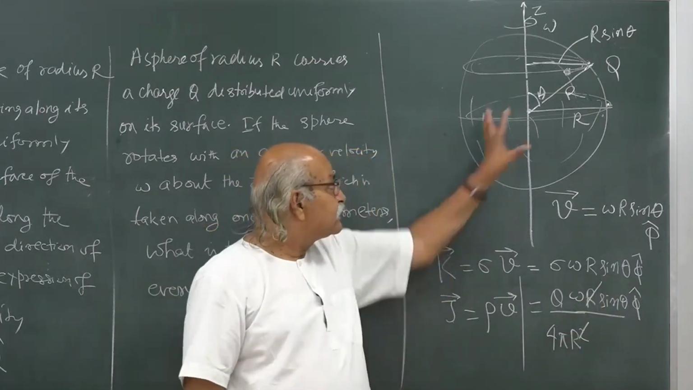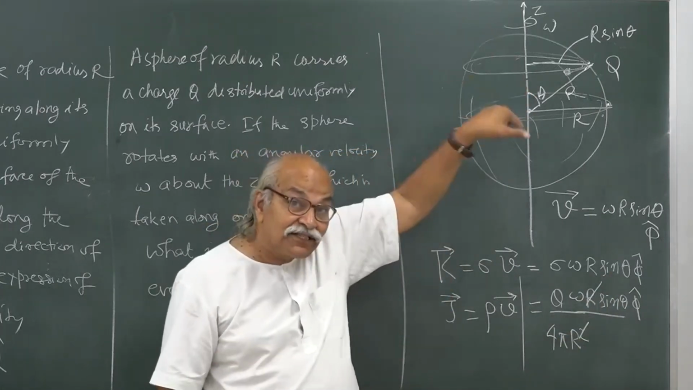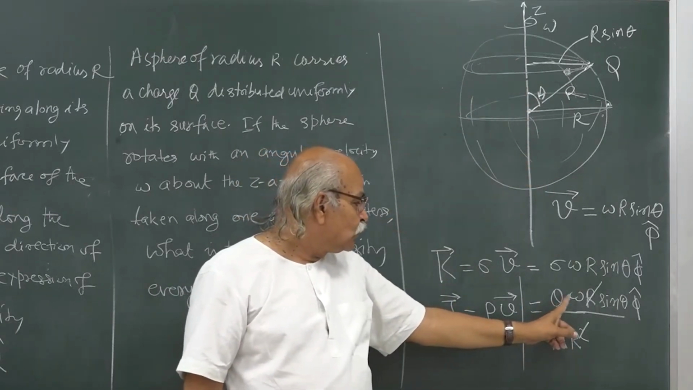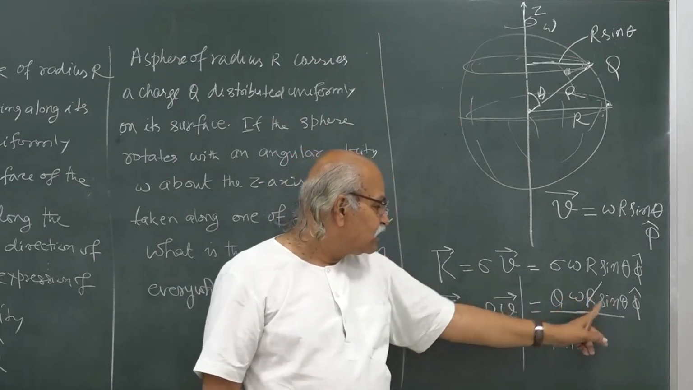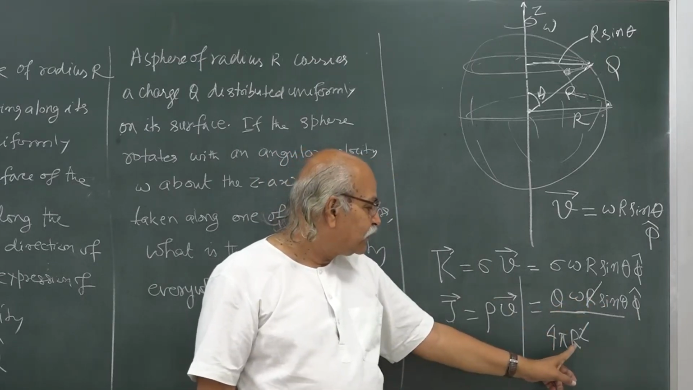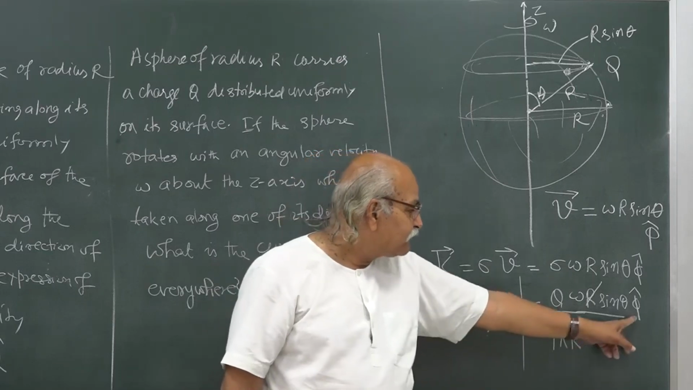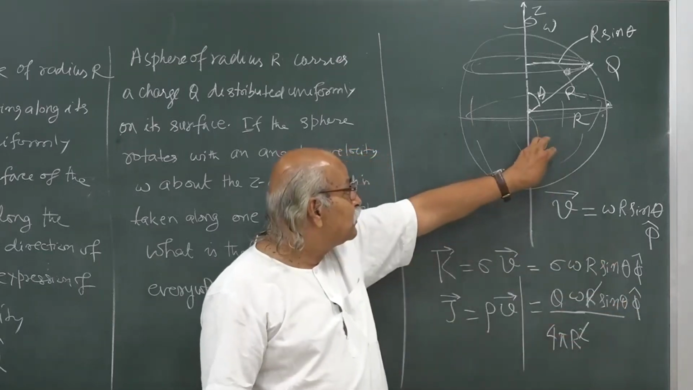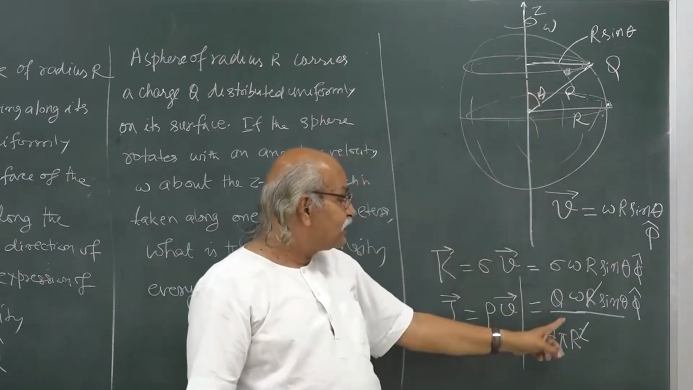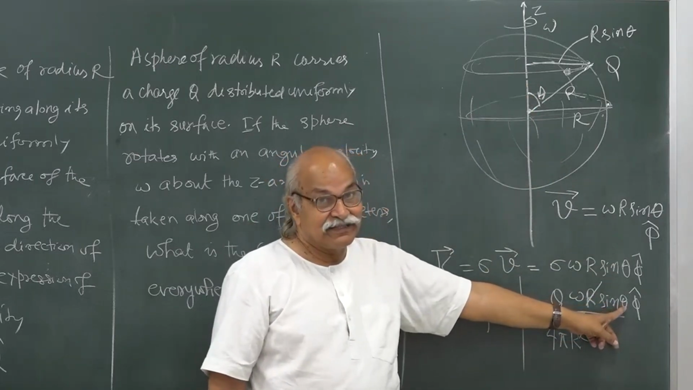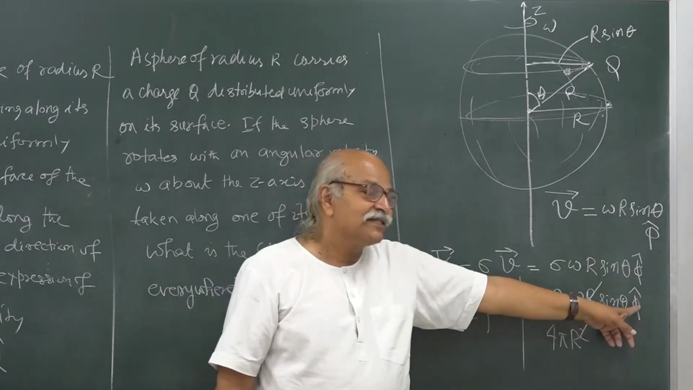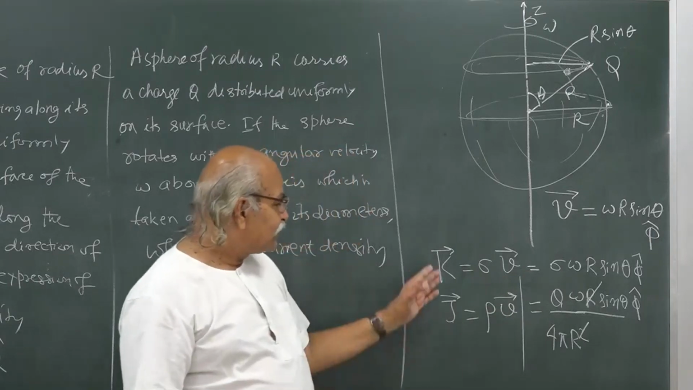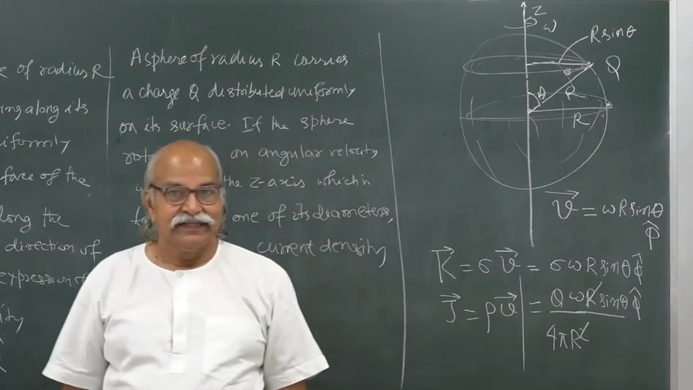The current density at the surface of this sphere is this much: Q omega sin theta divided by 4 pi capital R and then phi cap. This theta is variable, so at different points you have different current densities. Magnitude and direction also change, phi cap being tangent to that velocity. So, that is the current density.